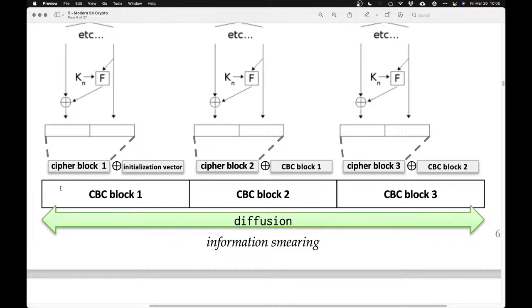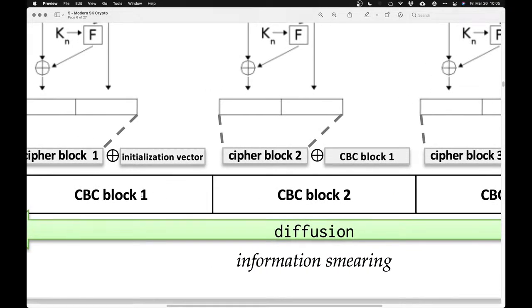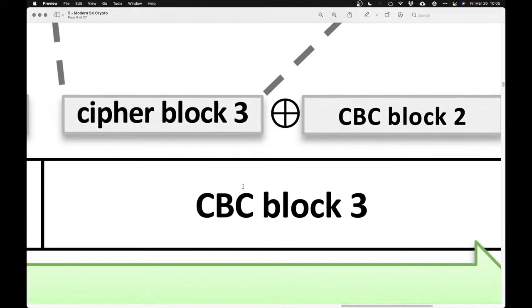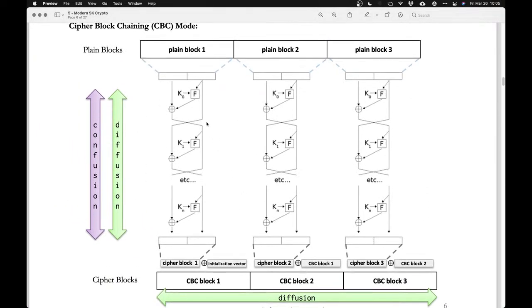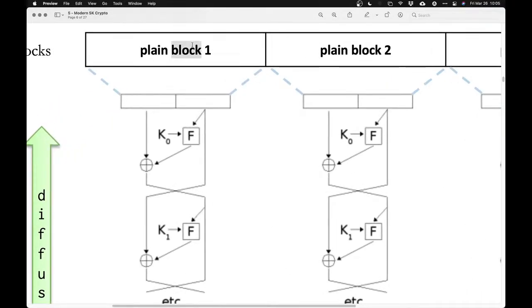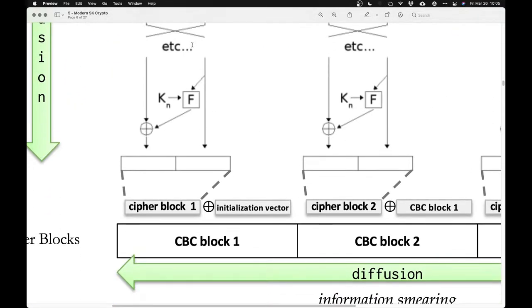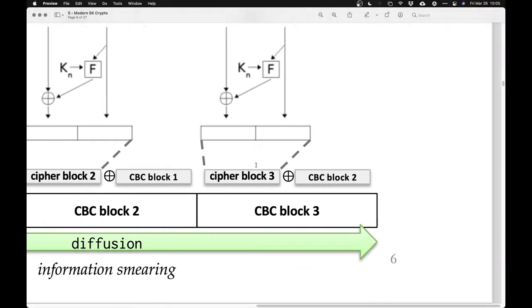And what's really cool about this, and we're going to see this at the end of the class if we have time, is block 2 has information about block 1, right? Because I've exclusive ORed them together. Block 3 has information about block 2 and block 1. Which means, think about this. If I change one bit in plain block 1, I will re-scramble all of these blocks down to the last block.